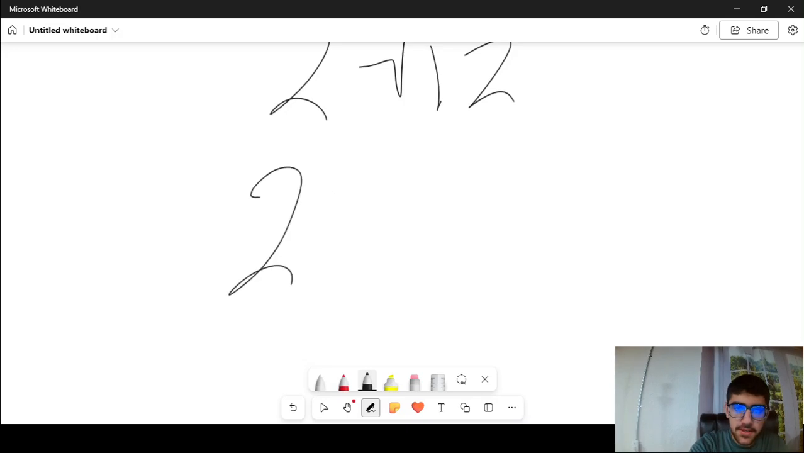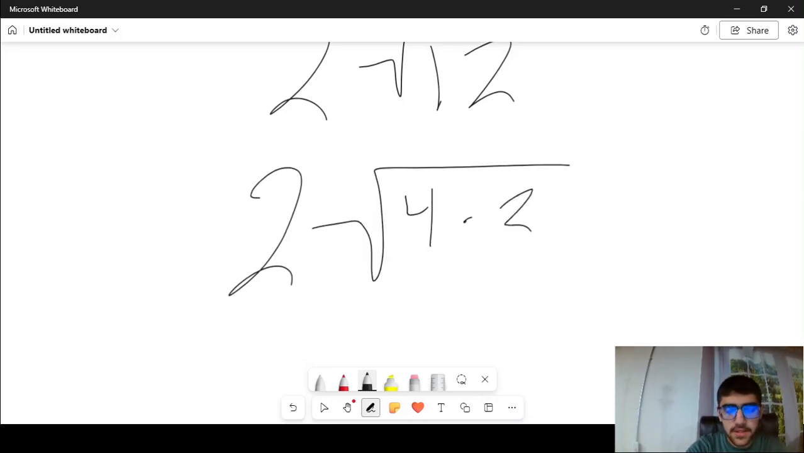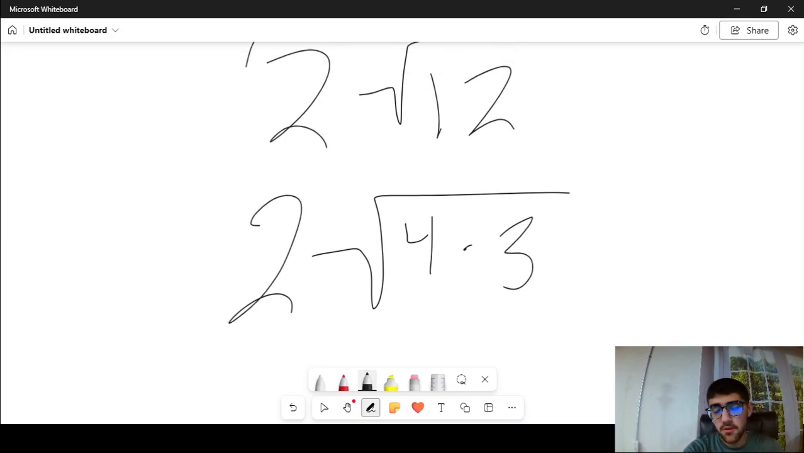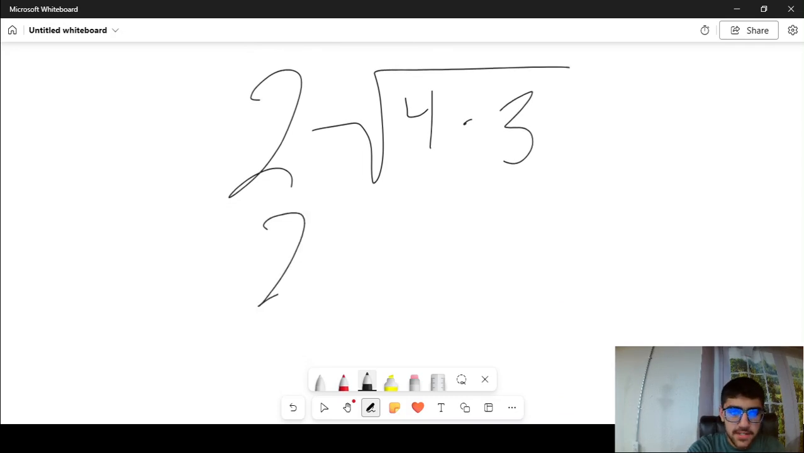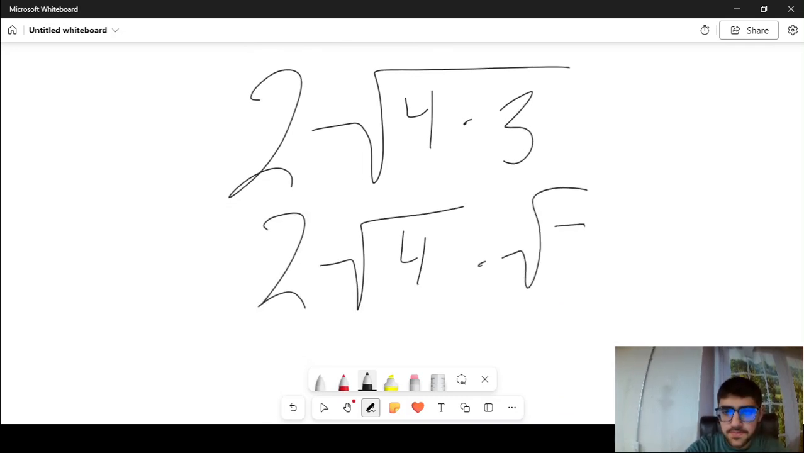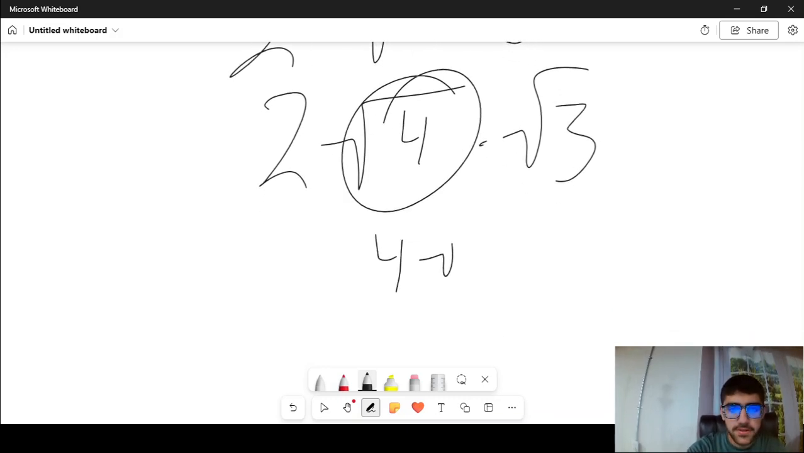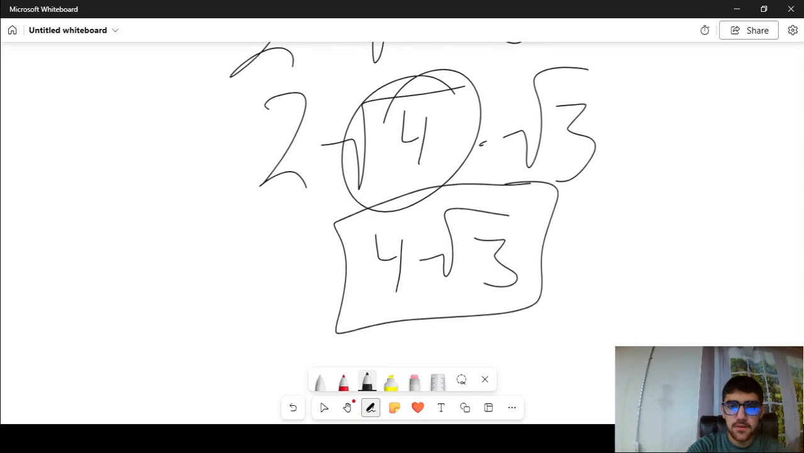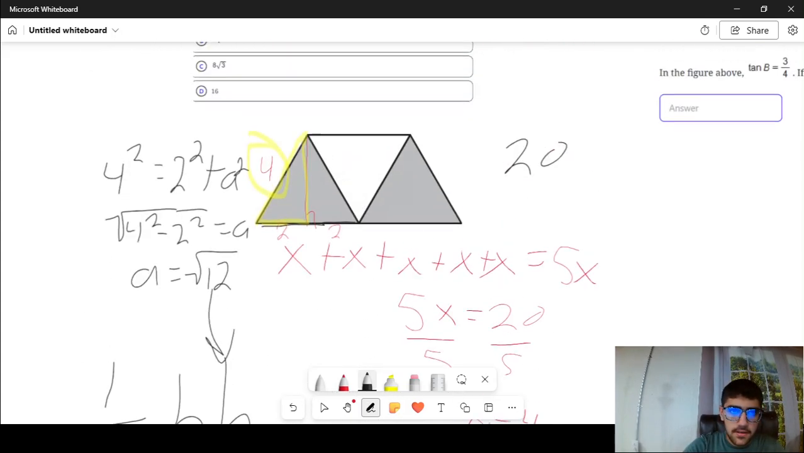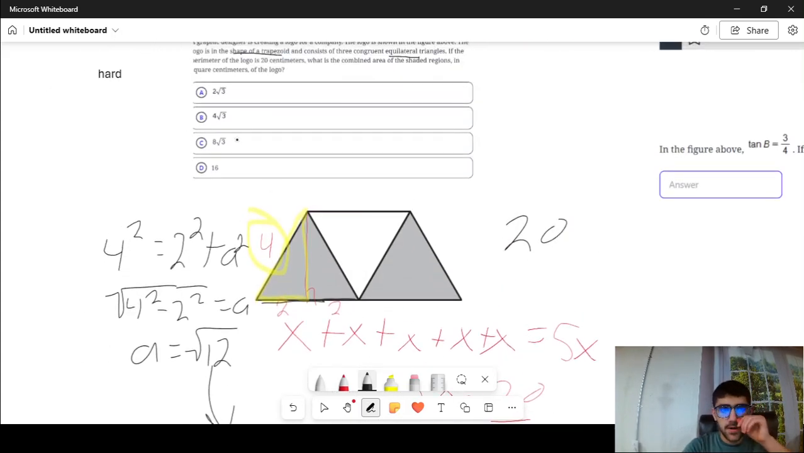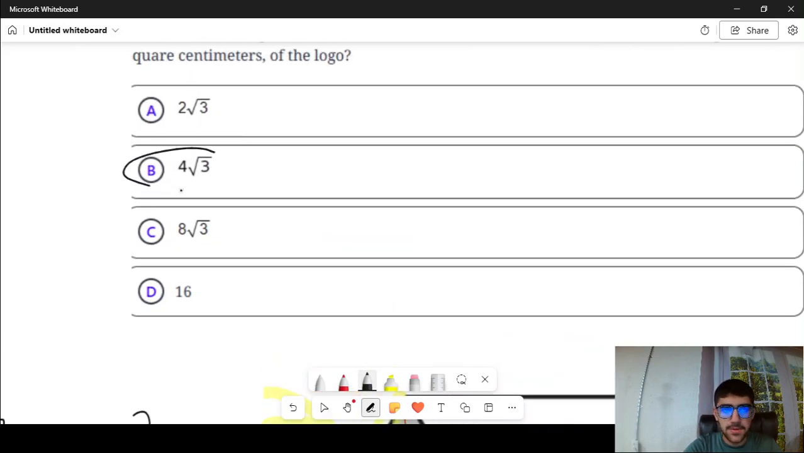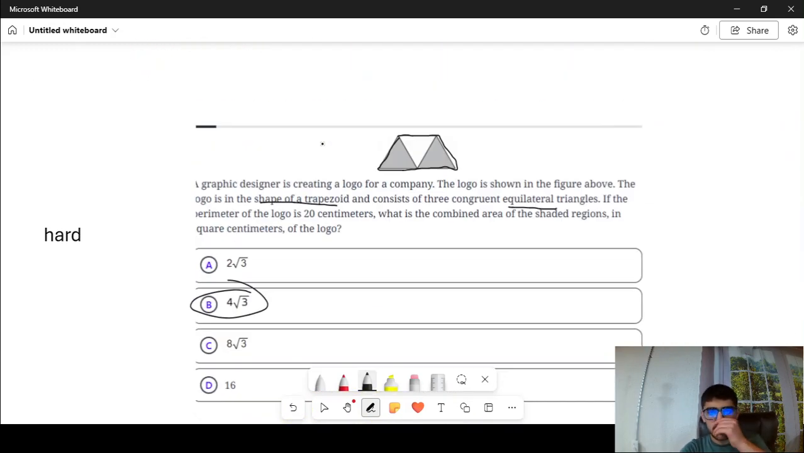We can basically say that this is 2 times the square root of 4 times 3. We divide 12 into 4 times 3 because 4 is a perfect square. Then you can change this into 2 times the square root of 4 times the square root of 3. And from there you can simplify square root of 4 to 2. You get 4 square root of 3. And that is how you simplify radicals. When you simplify radicals, you just look for perfect squares and you take them out. So the answer would be B. That is how you would solve this question.